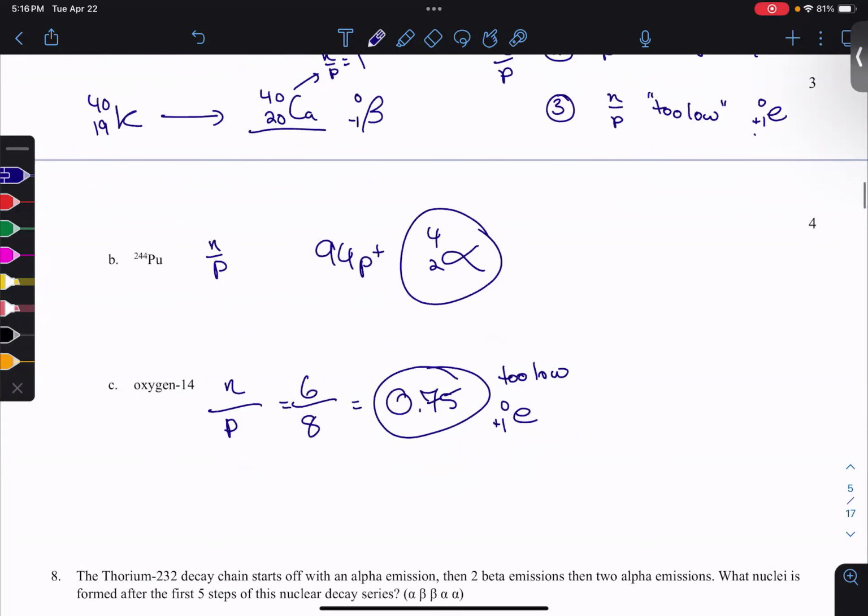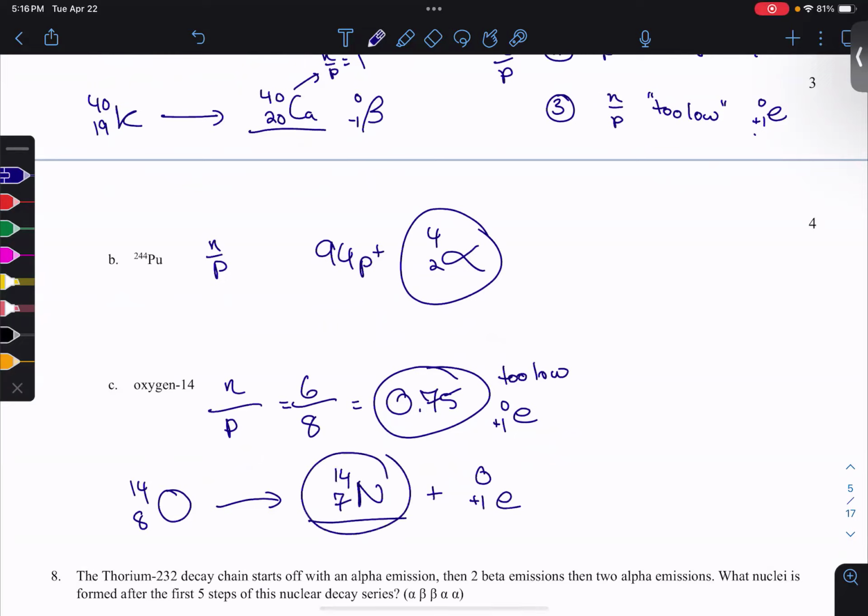So again, I want to prove to you that positron emission will make it more stable. So we have oxygen 14, it has 8 protons. It emits a positron, so 0, plus 1, e. So what's that missing piece? 14, 7, nitrogen. What's the neutron to proton ratio here? 1. Is nitrogen 14 stable? Yes, because it has a neutron to proton ratio of 1.